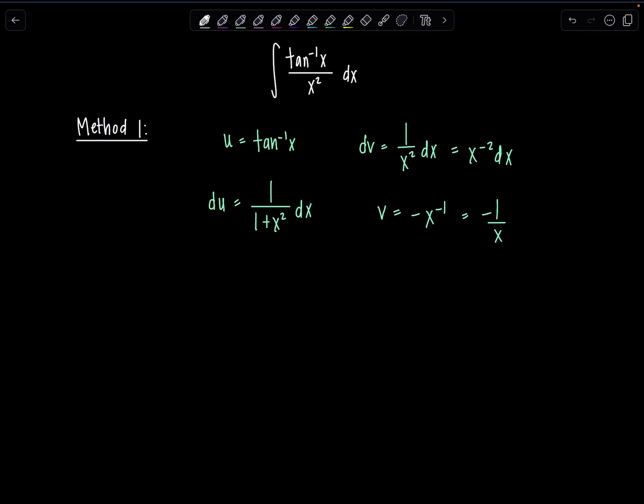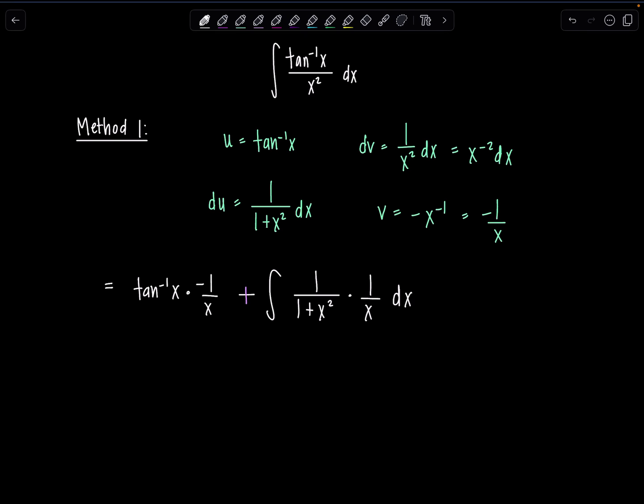Beautiful. So then we can come back and rewrite our integral with our by parts formula. Remember, it's u times v. So that's tan inverse of x times negative 1 over x minus the integral of v times du. Now notice, since there's an extra minus sign right here, this product's going to be negative. I'm going to switch the minus sign in front of the integral to a plus sign now. And then we're going to have 1 over 1 plus x squared times 1 over x. Remember that negative's already outside, dx.